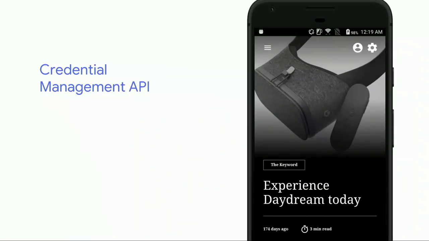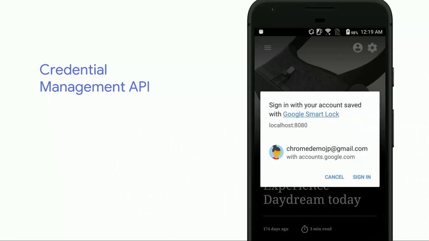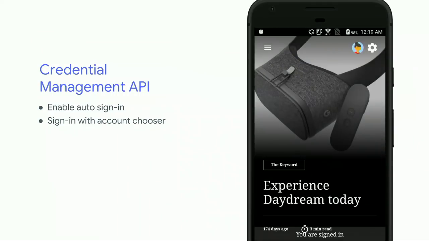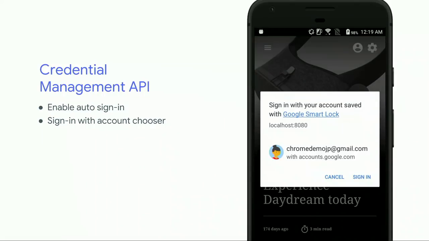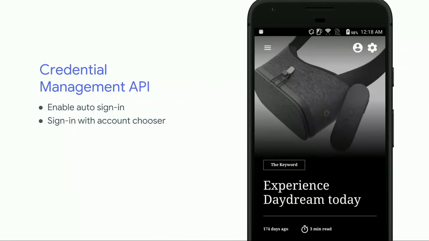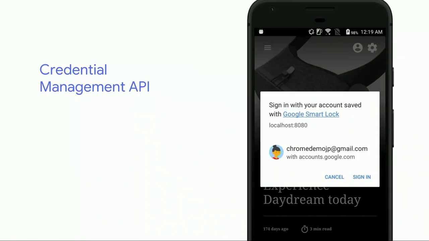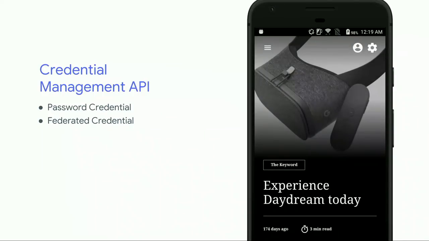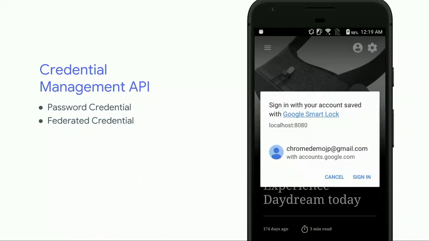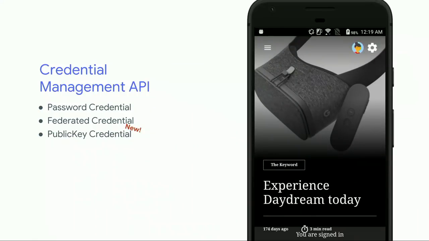We have already covered this topic at Google I/O last year. So let me quickly recap. It's an open web API that allows you to handle credentials using JavaScript. With this API, you can enable things like auto sign-in or sign-in with the browser's native account chooser. It can handle two different types of credentials: password credential and federated credential. And now, we have a new type of credential being added to this API, which is called public key credential.